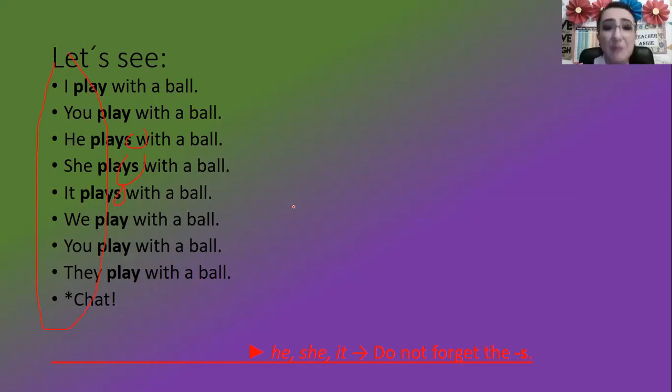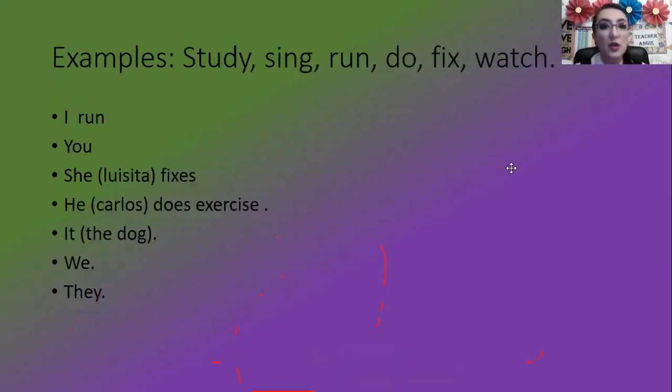Remember, you can do whatever you want with the language, but it has to have a good meaning, it has to be in context, and the grammar has to be correct, okay? Remember, with these three subject pronouns, never ever forget to use the letter S. Not only the letter S, because you are going to have different verbs that have a different ending.